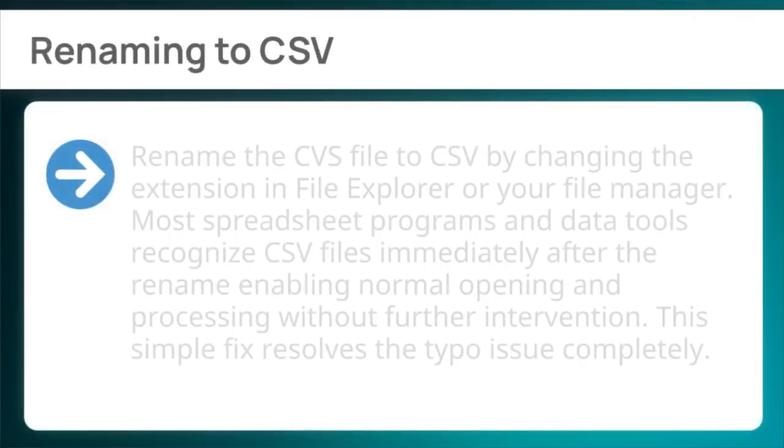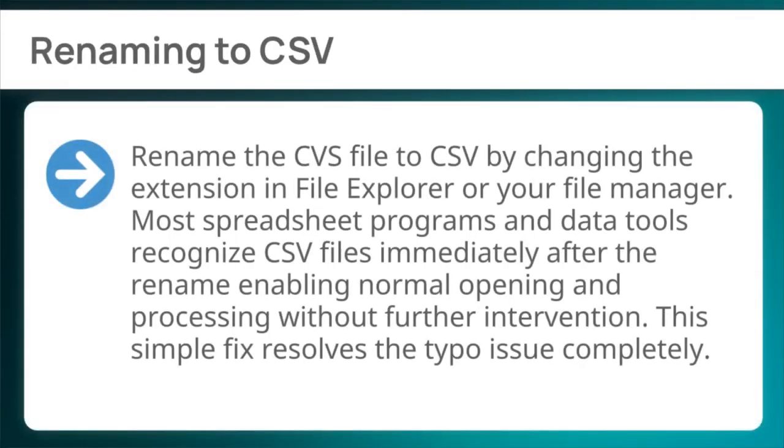First, renaming to CSV. Rename the CVS file to CSV by changing the extension in File Explorer or your file manager. Most spreadsheet programs and data tools recognize CSV files immediately after the rename, enabling normal opening and processing without further intervention. This simple fix resolves the typo issue completely.